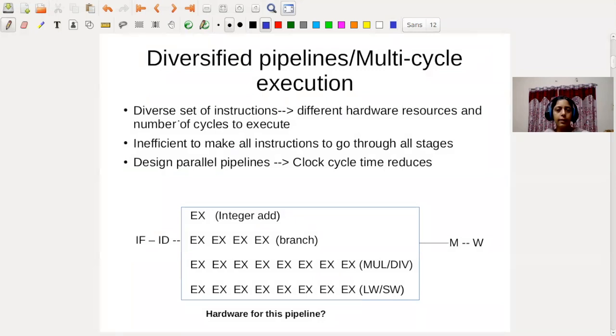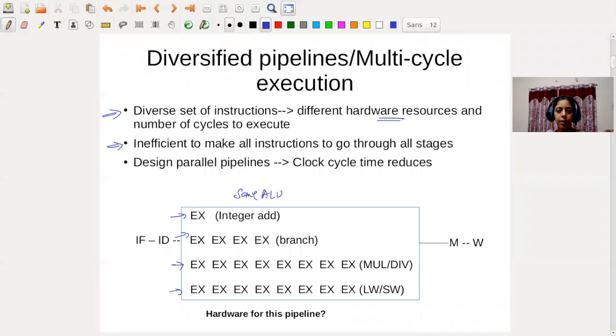Now there are what are called diversified pipelines, also called multi-cycle execution. If you have a diverse set of instructions which take different latencies to execute, what we could do is have different execution units or different hardware resources for them, instead of making them go through the same ALU. You can make them go through different ALUs which perform different operations, because it is inefficient to make all instructions go through the same stage with the same delay.